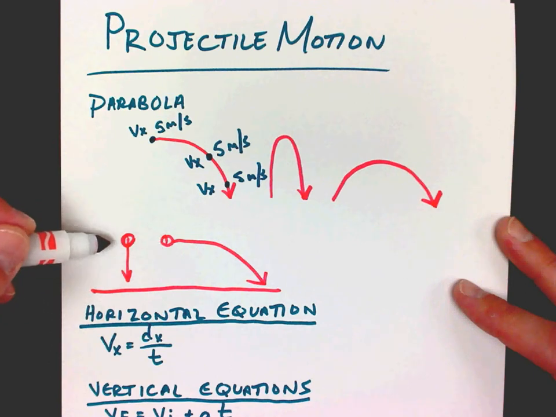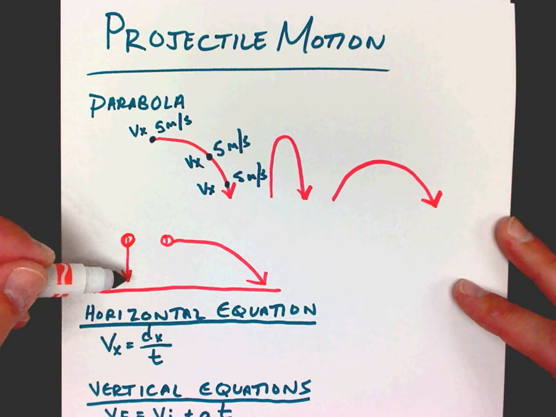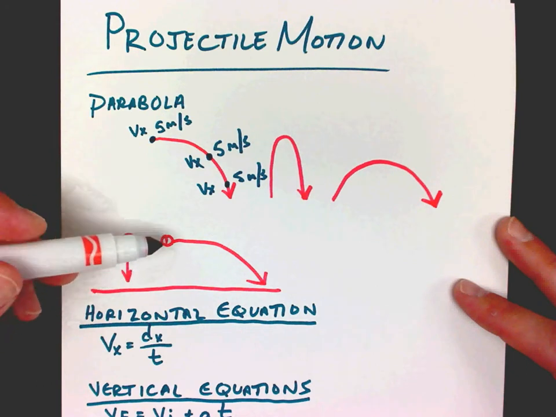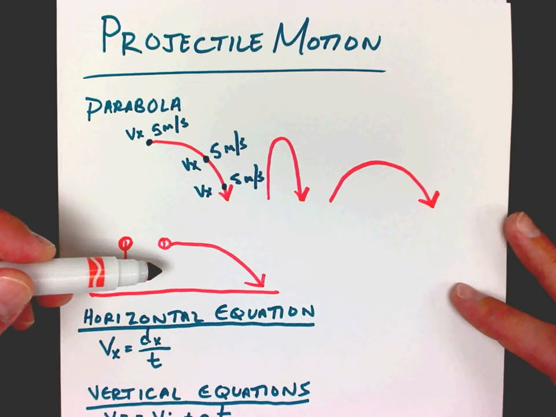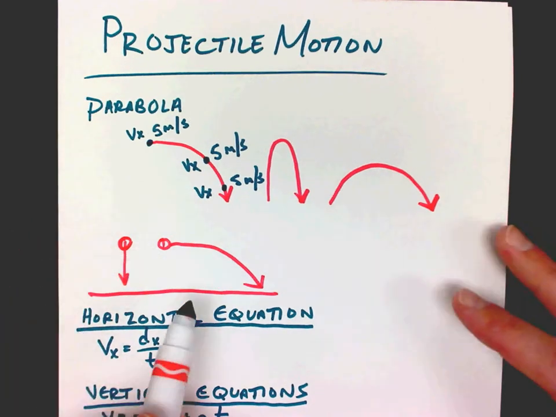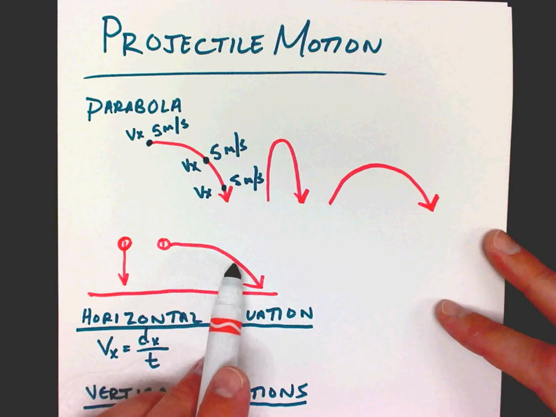Gravity acts the same on both of these objects. Gravity is going to accelerate this one down at 9.8 meters per second squared. Gravity is going to accelerate this one down at 9.8 meters per second squared. And so they hit the ground at the exact same time, even though this one is going to travel a much greater distance. Look at the path of this one.